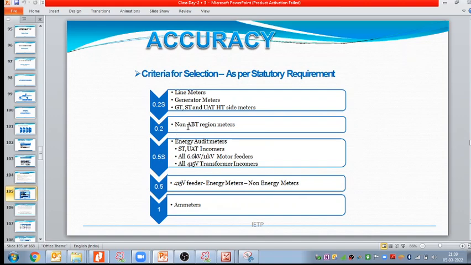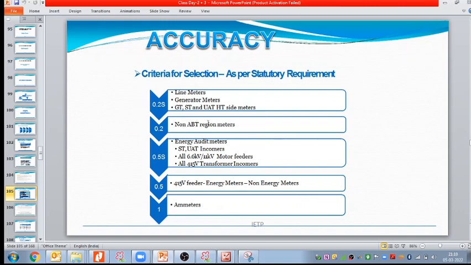For the non-ABT, ABT stands for availability based tariff meter. So this ABT is the tariff meter or the revenue energy meter. This ABT meter we use in case of solar, hydro, wind, or anywhere where we are doing power purchase or power selling. So in those applications we use the ABT meter, availability based tariff meter. That is the full form of this ABT meter.